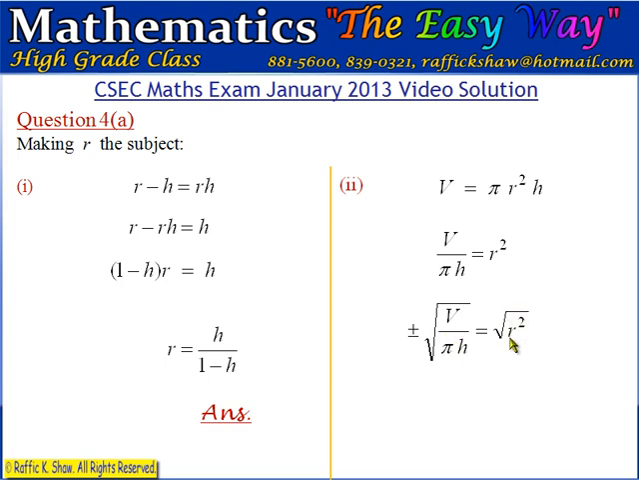And then the square root of R squared is simply R. Square root of R squared is R, and we are left with R being equal to plus or minus the square root of V divided by pi H. And this is the result. R is plus or minus the square root of V divided by pi H.